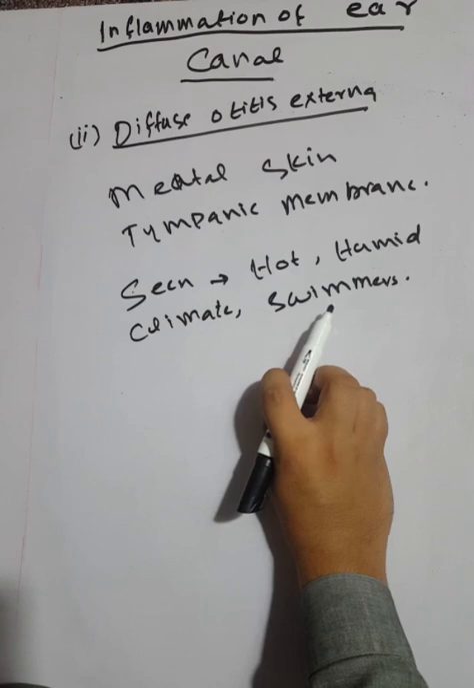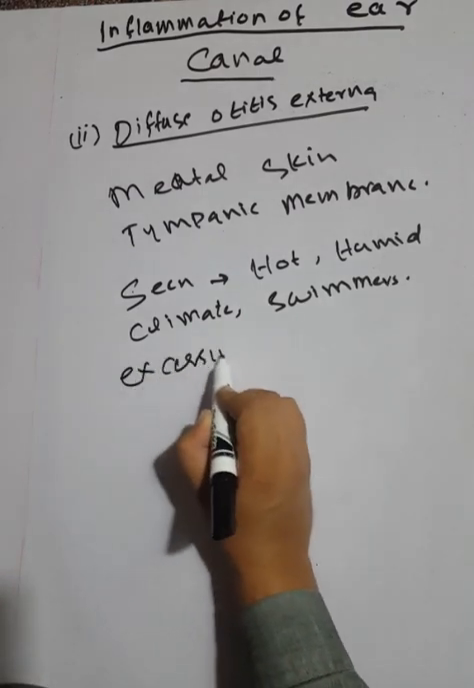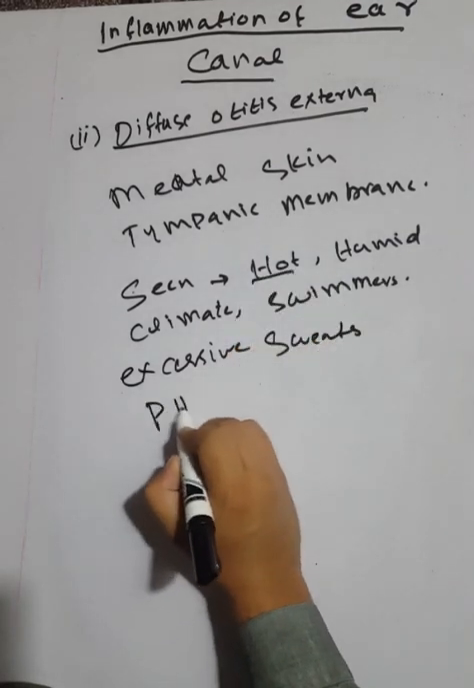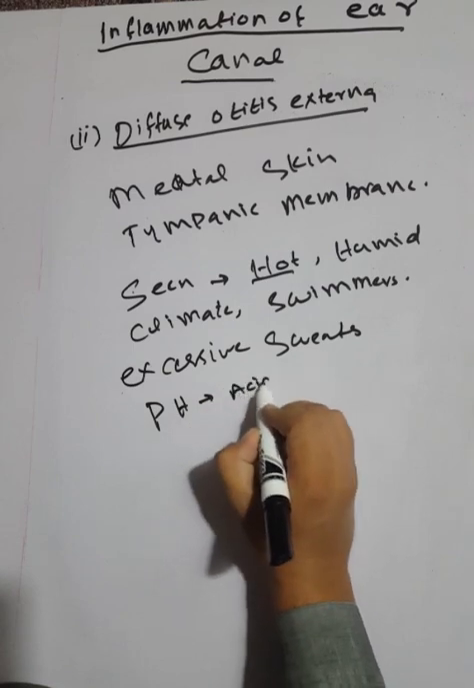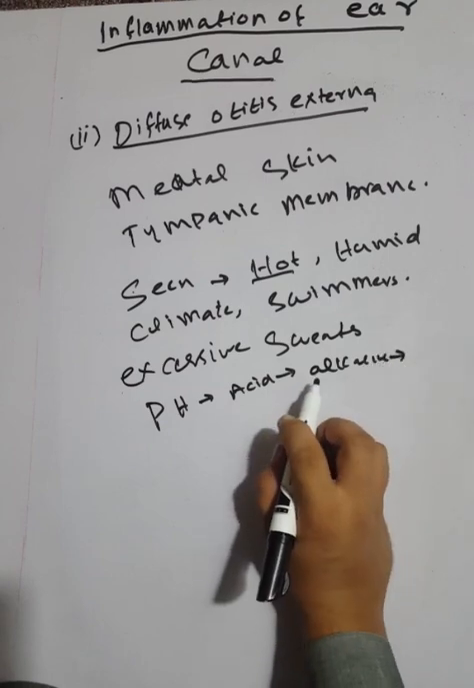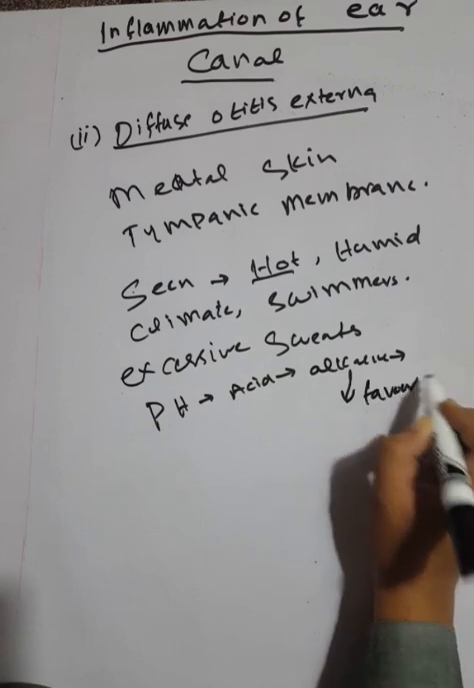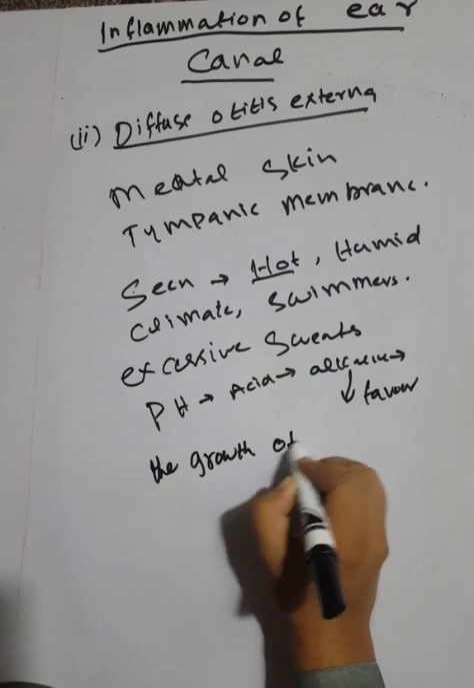Excessive sweating in the hot climate changes the pH of the meatal skin from acidic to alkaline, and the alkaline pH favors the growth of pathogens.